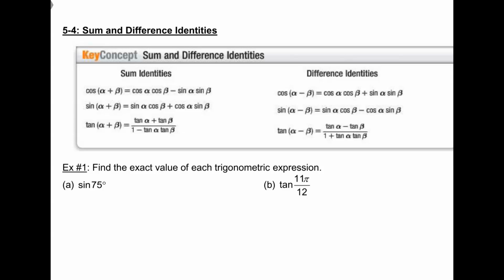Alright, so today is 5.4 sum and difference identities. So you'll see, pretty sure I copy pasted this right on your identity sheet. True? Yeah, true. Do you see that? Cool. Awesome. I might have rewrote it. I forget if I rewrote it or if it's this exact thing.